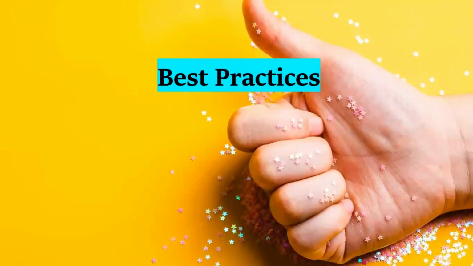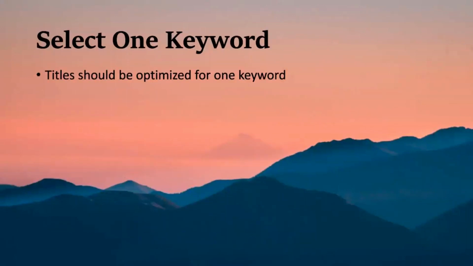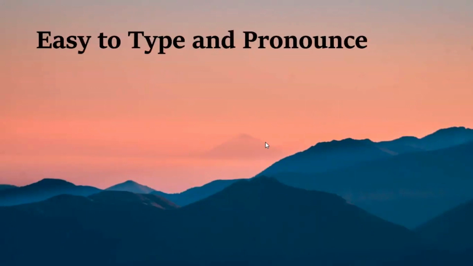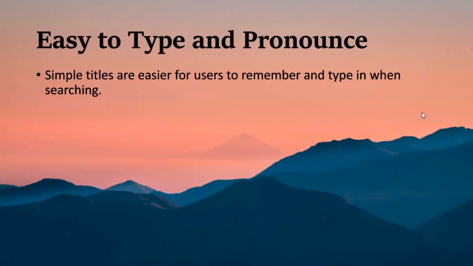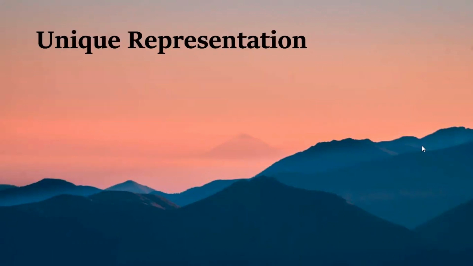So some best practices. Select one keyword. Title should be optimized for one keyword. This word should flow naturally in the title and not feel forced. Should be easy to type and pronounce. Simple titles are easier for us to remember and type when searching. Complicated titles that are difficult for users to pronounce or type often will result in typos, leading to a decline in user interaction and visits.